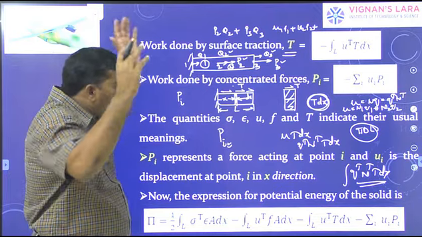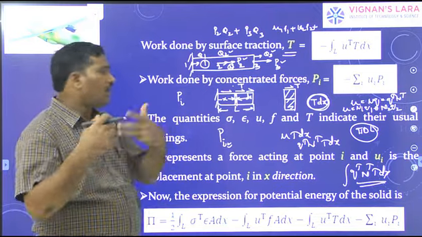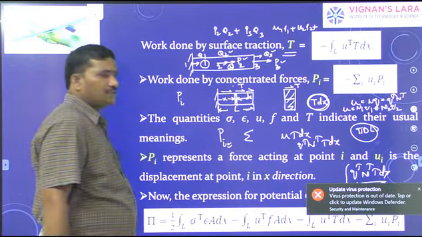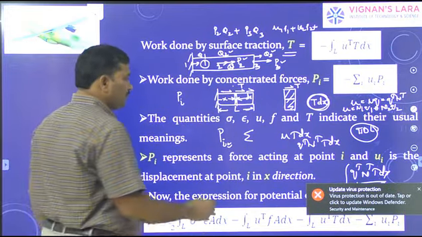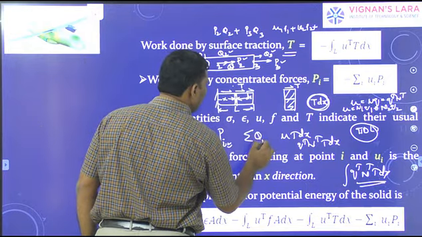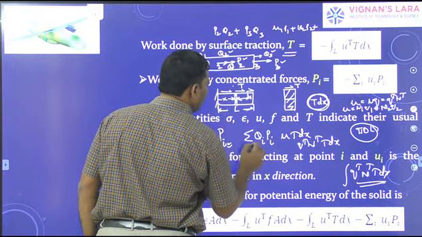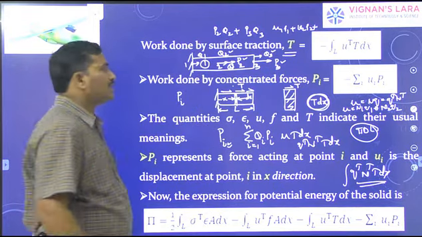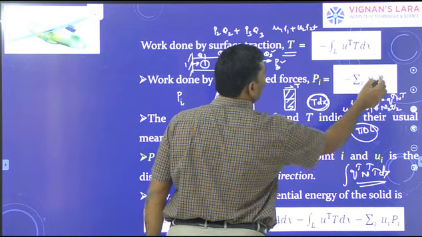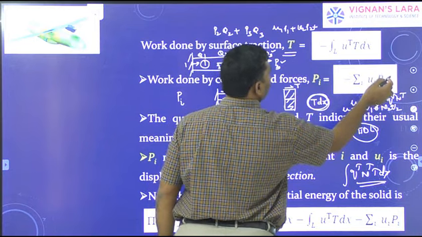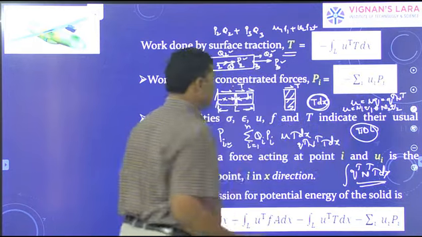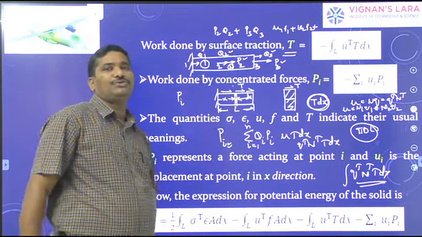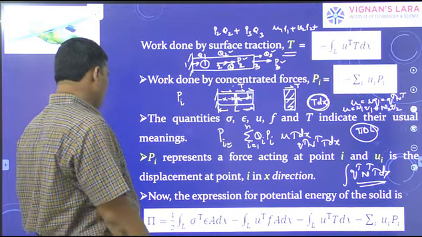The work done by all the concentrated forces, how do you write? Simply the sum of Qi into Pi as i varies from 1 to n. Hence you can replace the sum of Ui Pi as i varies from 1 to n by the sum of Qi Pi as i varies from 1 to n. Okay.